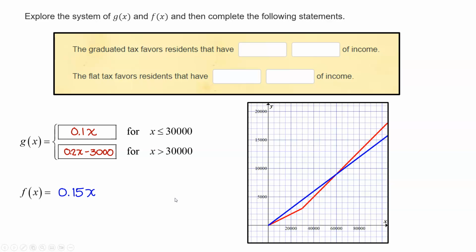That's why when you see some tax debates out there, usually you have those who have higher incomes want a flat tax rate rather than a graduated rate, because as you can see, and it's shown here, at $60,000, you're spending $9,000 in tax regardless of which one you have. The graduated tax favors residents that have less than $60,000 of income. So if you have a lower income, you want the graduated tax because you're going to pay less overall than you would with a flat tax. Whereas the flat tax is going to favor those who earn greater than 60,000, because if they're going with the graduated tax system, they're going to be paying more in taxes than they would with a flat tax rate.